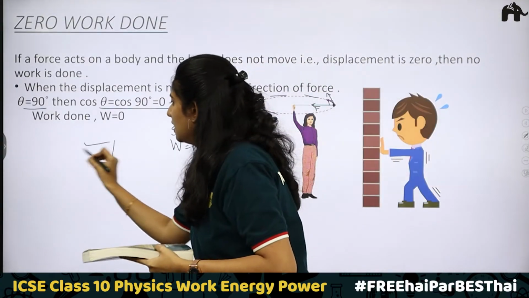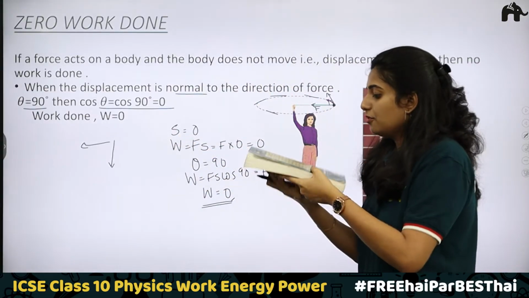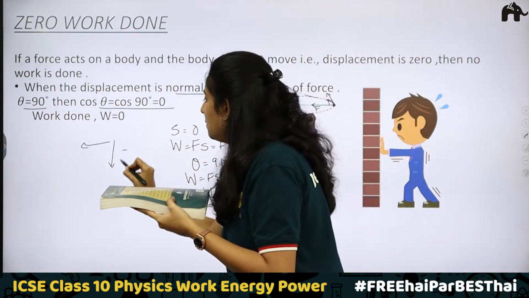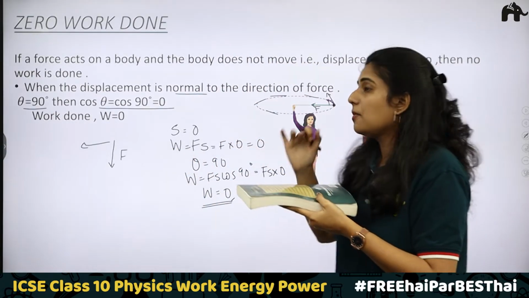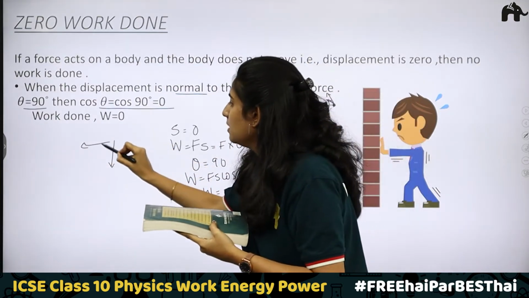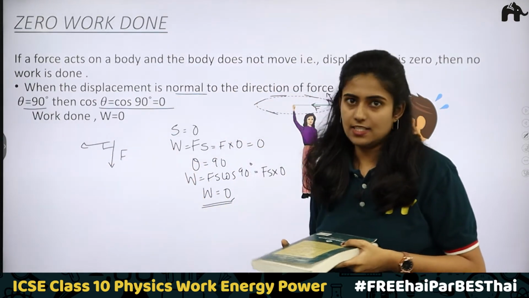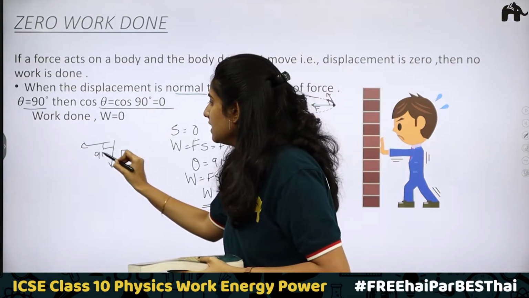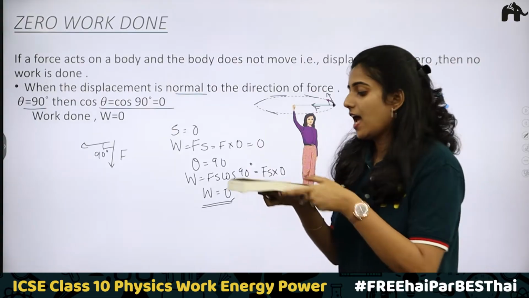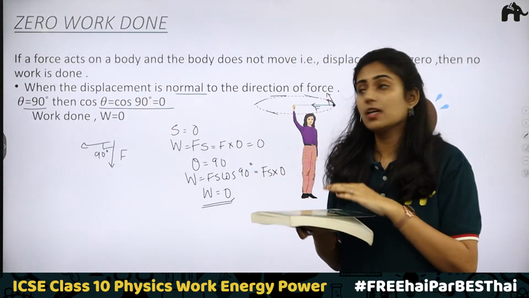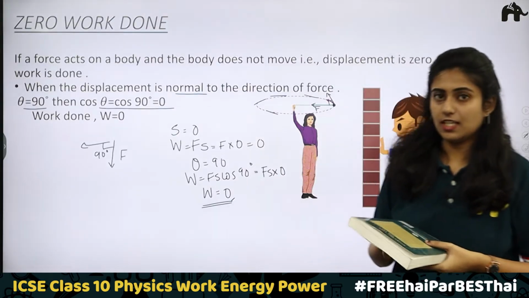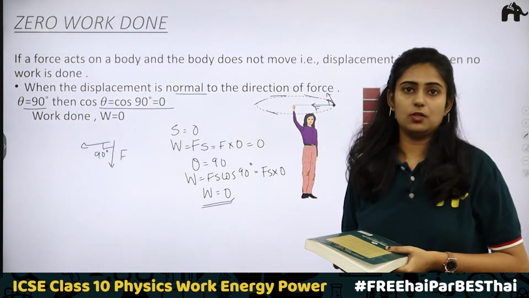This direction, right? The book is applying a force towards the ground, that is downwards. Force is being applied downwards by the book, but the body is moving in the forward direction. Now the angle between them is equal to 90 degrees. So this is again a case where we say that the work done is equal to 0. Since the angle between the force and the displacement is equal to 90 degrees, they are normal or perpendicular to each other, we say that work done will be equal to 0.